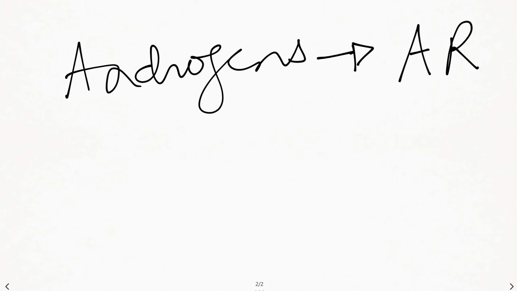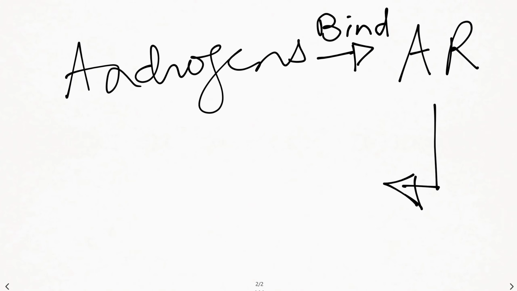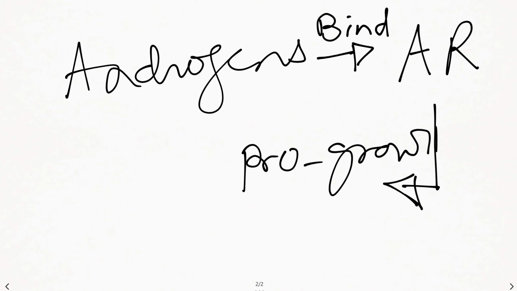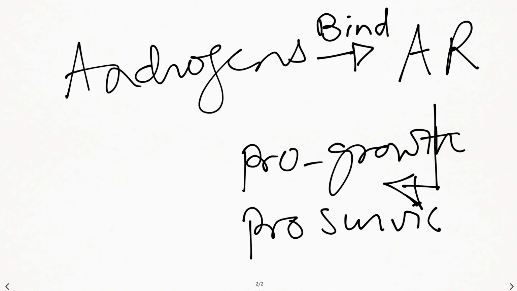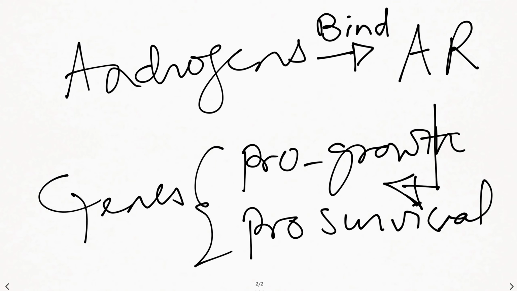What happens when the androgens bind to androgen receptors? They do expression for some genes, and these genes are called pro-growth and pro-survival genes. Again, what is the idea? It is called androgen deprivation. The growth and survival of the cancer cells depends on androgens. This is a very important piece of information. You may know it already, but if you don't, please know it now.